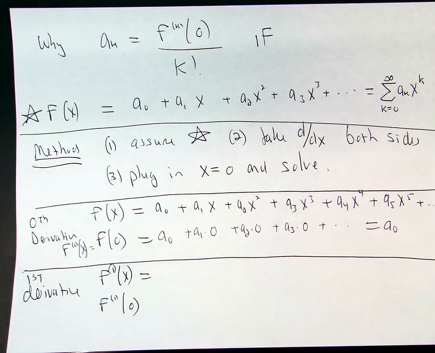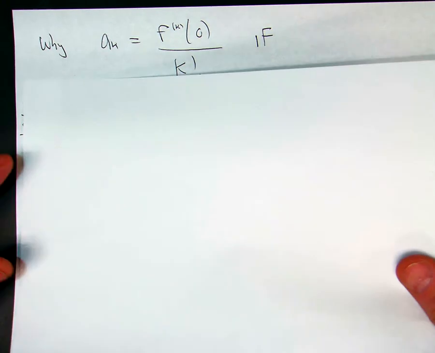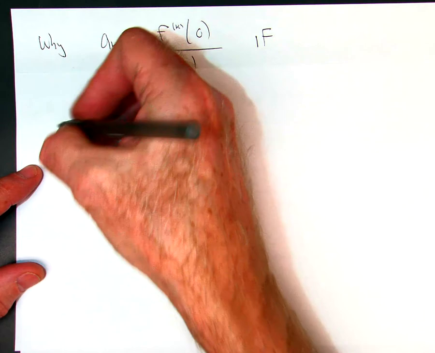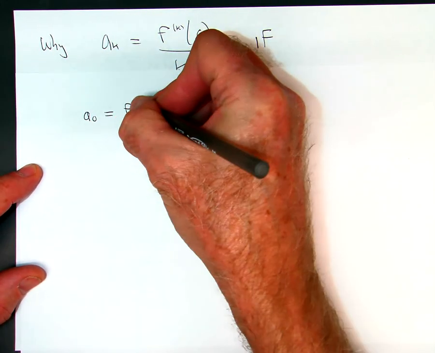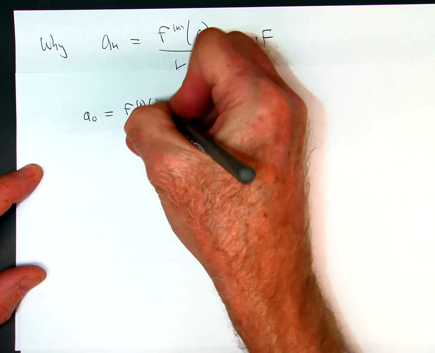Now I'm going to want this information, so I'm going to record it on another piece of paper and come back to it. So what I get here is a0 is equal to f at 0.